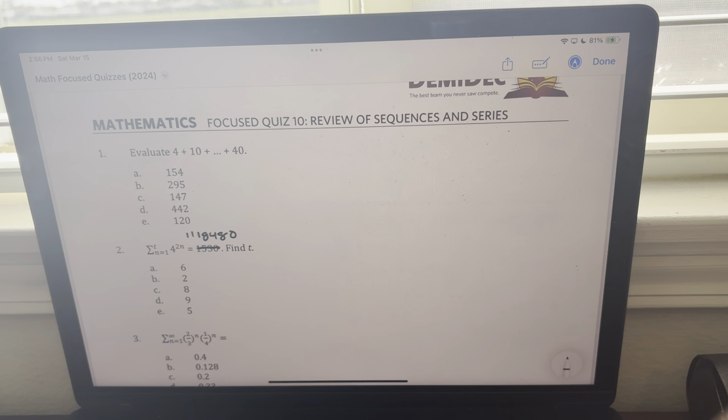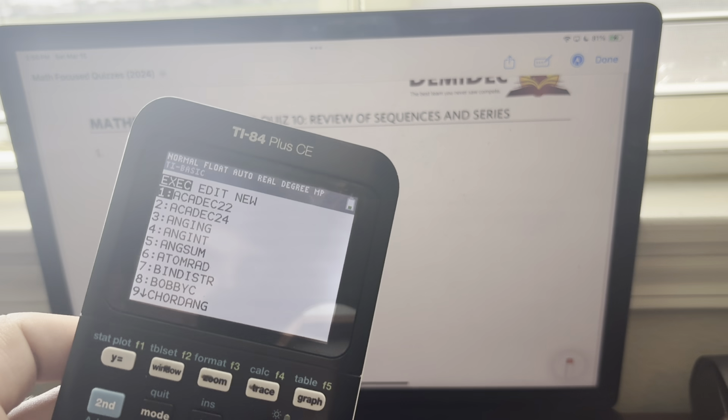Okay, so in this next section, we're going to be reviewing sequences and series. So let's begin with this problem where it says evaluate 4 plus 10 plus 40. Our first step is we need to figure out how many terms are in this sequence. So we can go ahead and go to our calculator.